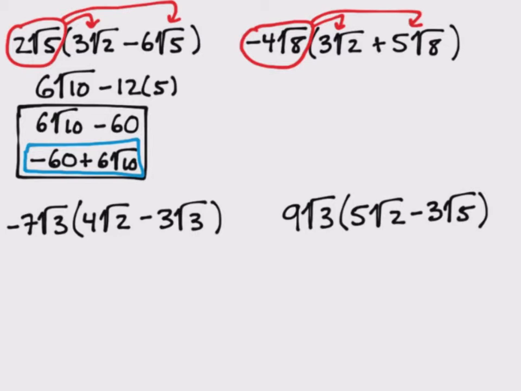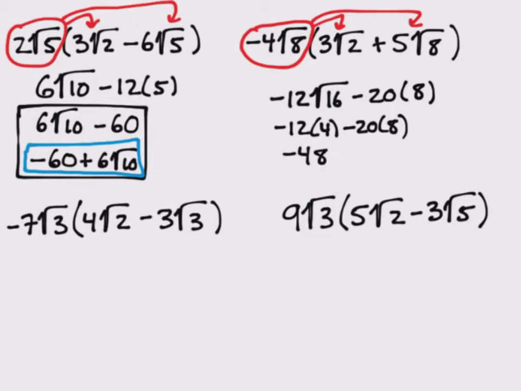Negative 4 times 3 is negative 12. The square root of 8 times the square root of 2 is the square root of 16. Going to our second set of multiplication, negative 4 times 5 is negative 20. The square root of 8 times the square root of 8 is 8. All right, the square root of 16, that happens to be a nice number. That's just 4. And so in this case, we end up with a nice integer product, namely negative 208.